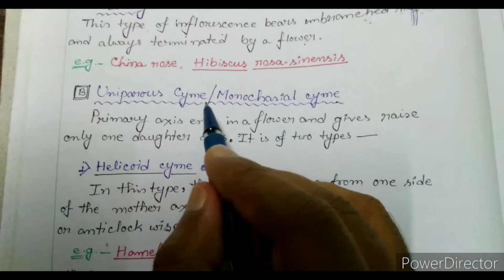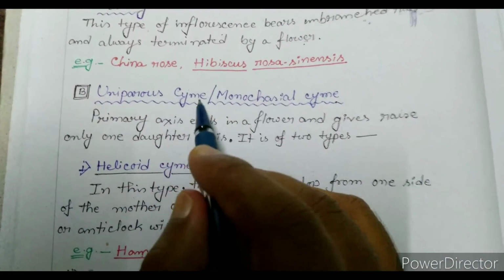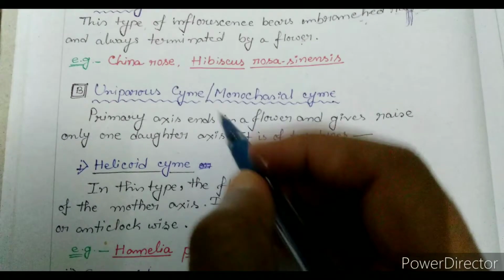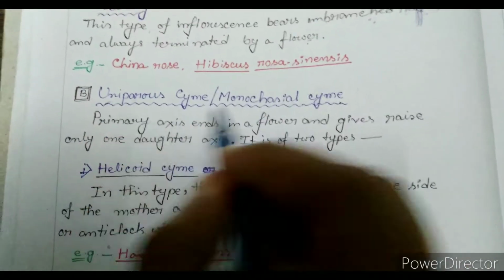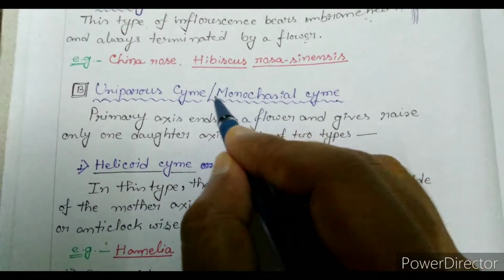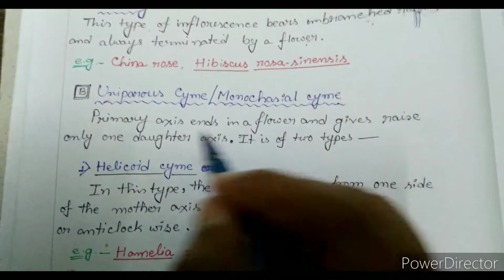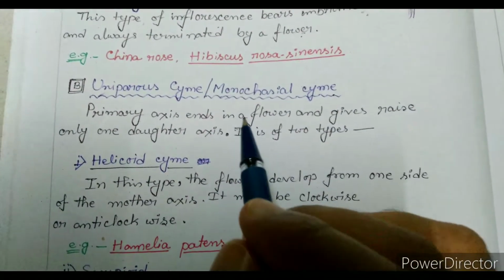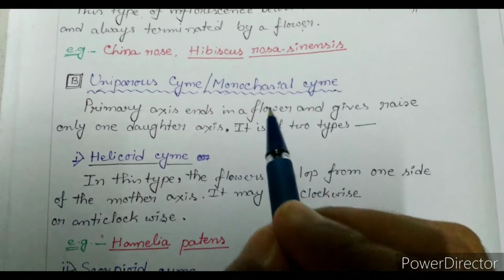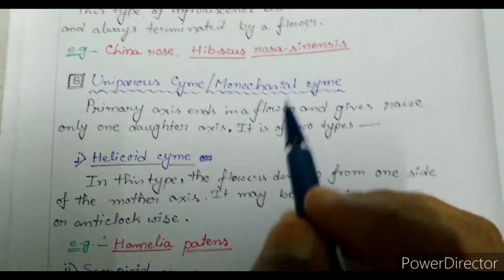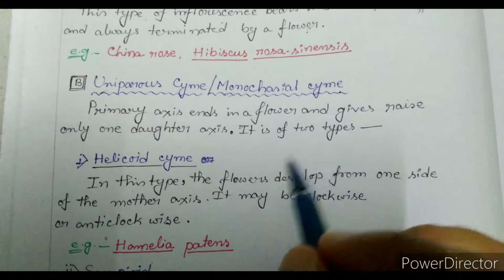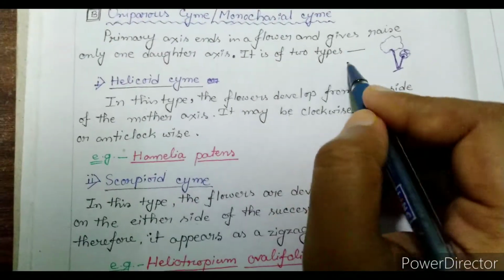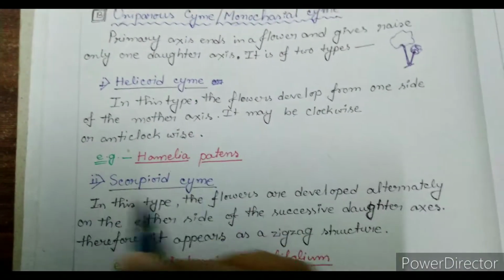Now we discuss uniparous cyme or monochasial cyme. What is uniparous? From the name, imagine that uni means single, and mono also means single. So a monochasial cyme or uniparous cyme always indicates a single flower present at the end of the rachis or at the end of the floral stalk. This has two types: one is helicoid cyme and another one is scorpioid cyme.